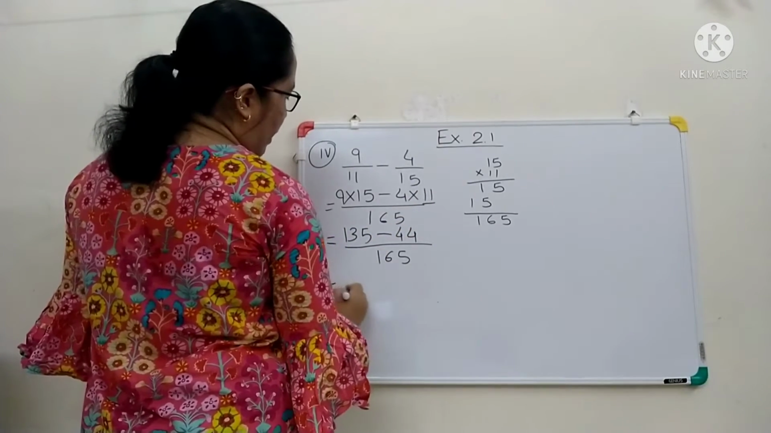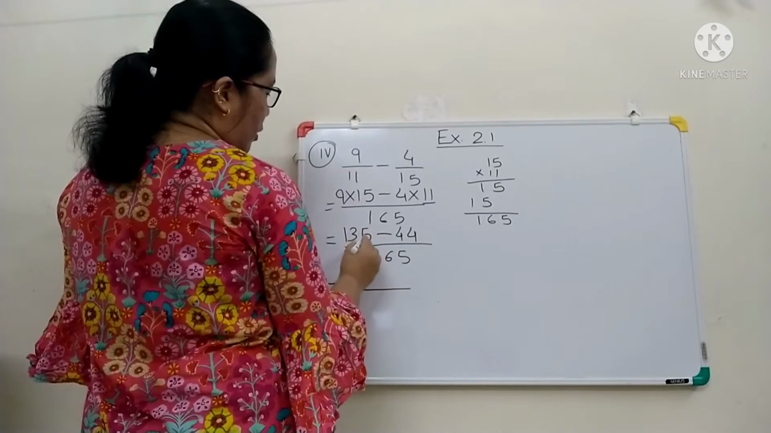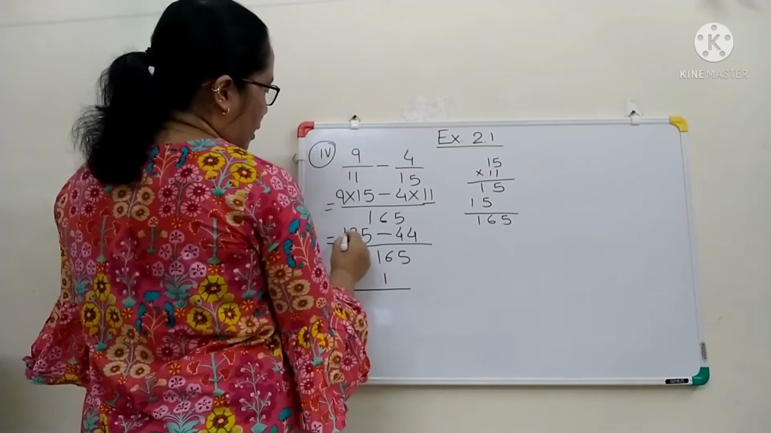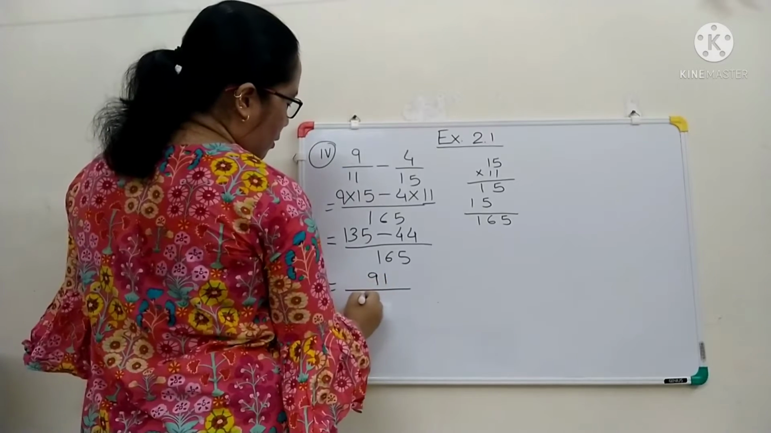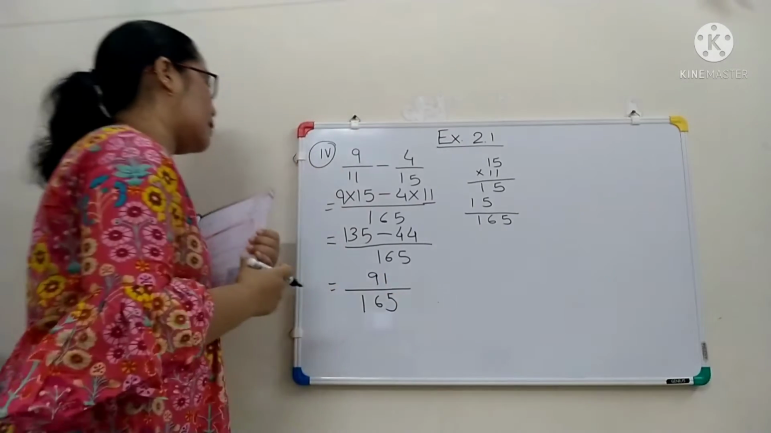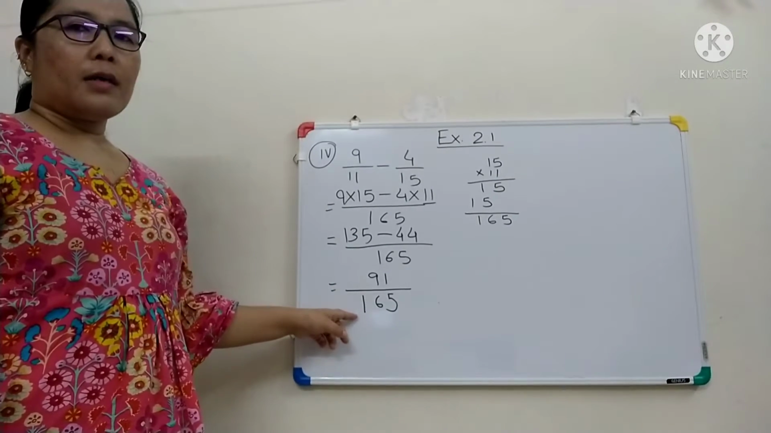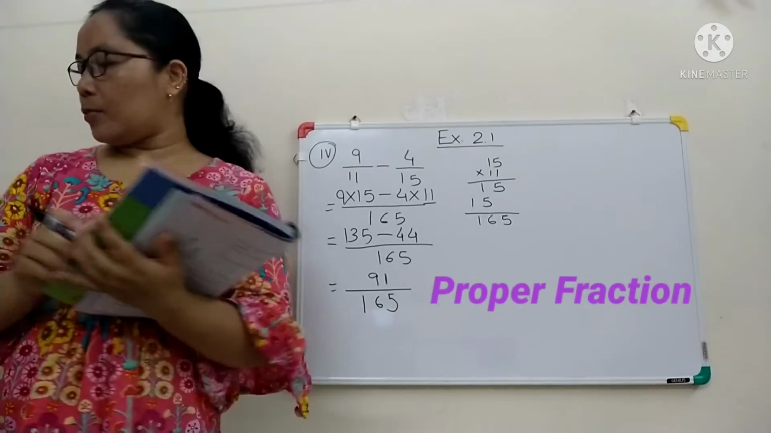So now we will deduct the numerators. Then 5 minus 4 is equal to 1, then 13 minus 4 is equal to 9. So the denominator will remain the same, that is 165. The numerator is smaller than the denominator, so it is a proper fraction. Now come to the other one.